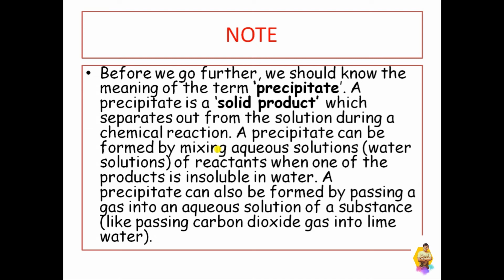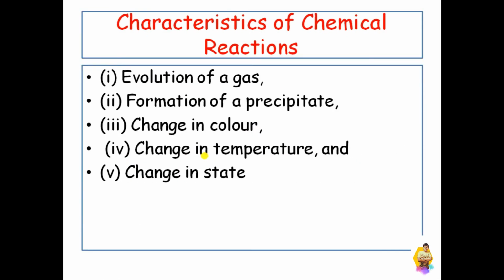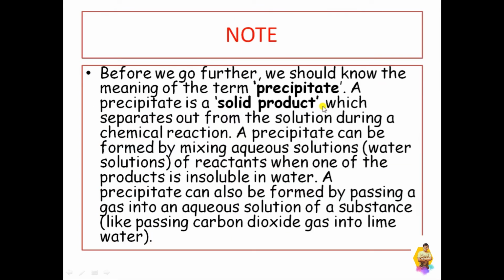Now before we go further, that means before we learn point number 2, that is formation of precipitate, we have to learn what a precipitate is. So let's learn. A precipitate is a solid product which separates out from the solution during a chemical reaction. That means if the solid product is not soluble in the solution, it will come out as the precipitate. A precipitate can be formed by mixing aqueous solutions, that means water solutions, of reactants when one of the products is insoluble in water.